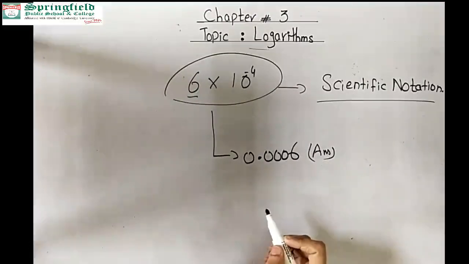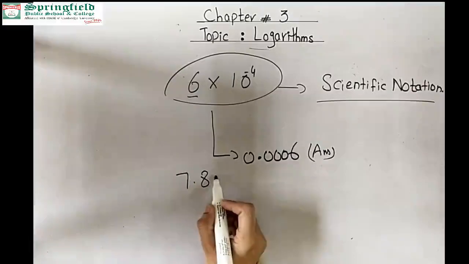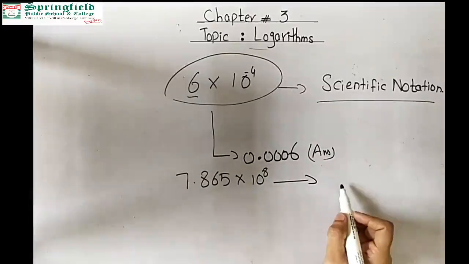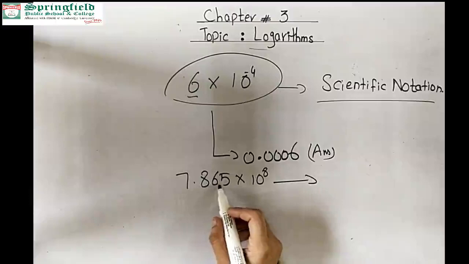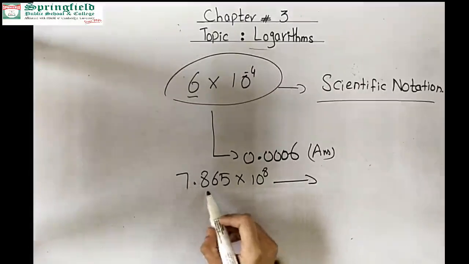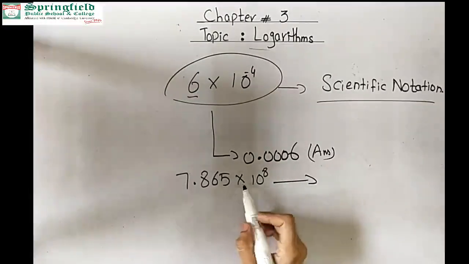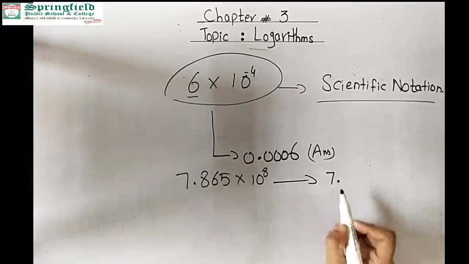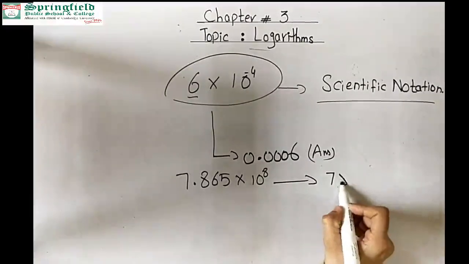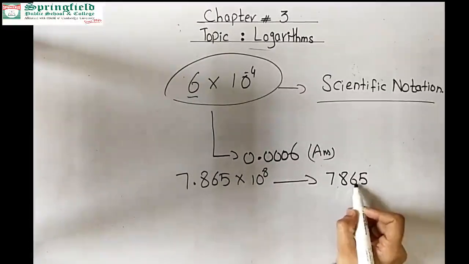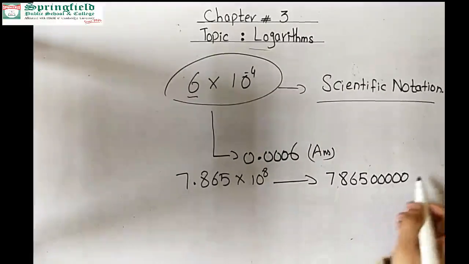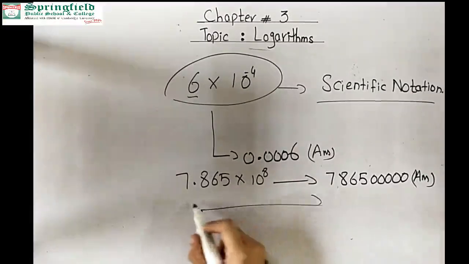Got it? Okay. The other number is, let's suppose, 7.865 multiplied by 10 power 8. Now, how can we write this in ordinary notation? The power is positive, it means the point will shift to the right side. So 7, 8, 6, 5 is 1, 2, 3 digits after the point, and then we will write 5 more zeros. This is your final answer. Got it, beta?